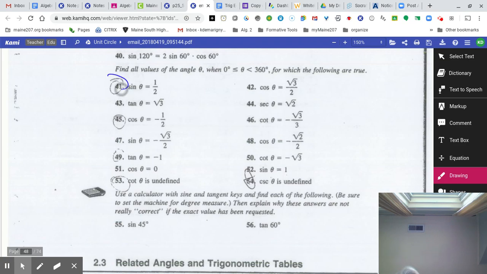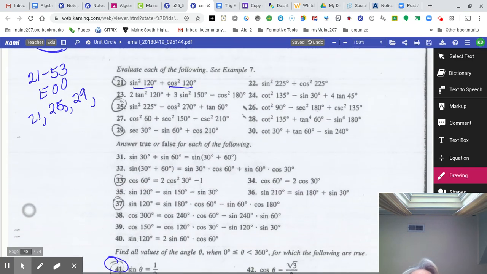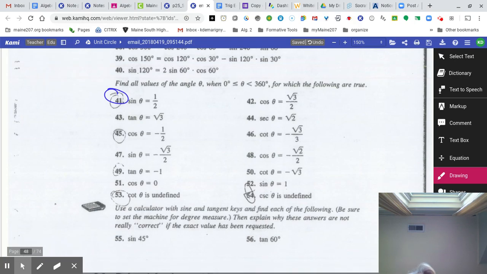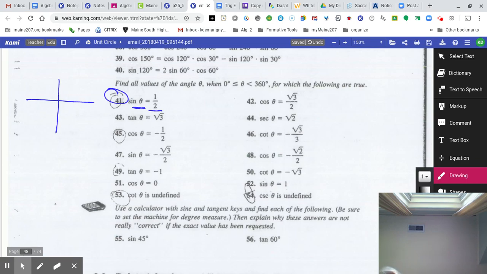So, for example, if you have this first one, and I hate to do many of these because they're excellent questions. So you're going to do 21 to 53 every other odd. And what we want to know is how many angles are there around the circle? Can you tell me where the angles are that would have a sine value of a half? And notice that it's a positive a half.